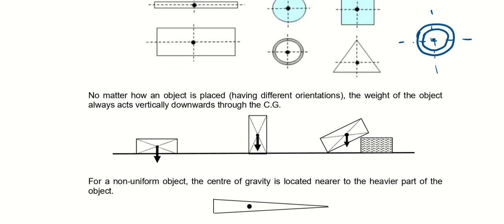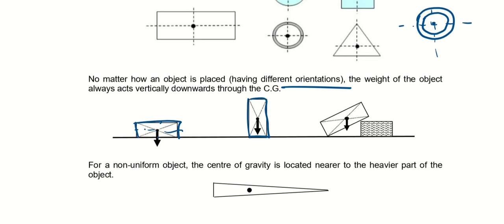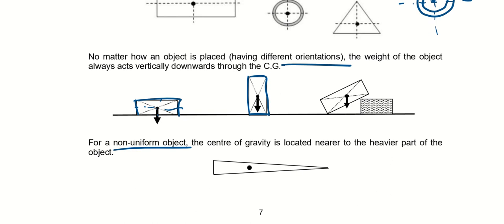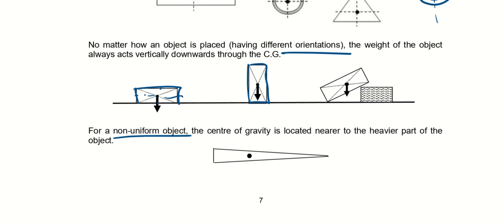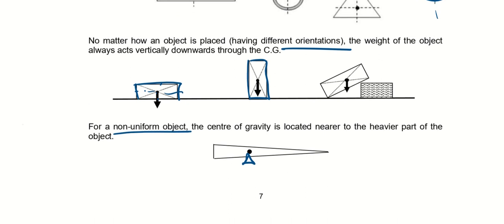Next point, no matter how an object is placed having different orientations, the weight of the object always acts vertically downwards through the CG. Okay, so in this case, it's the same object, the box here. The CG is in the center. So no matter how I place the box in different orientation, it always acts vertically downwards. For a non-uniform object, the center of gravity is located nearer to the heavier part. It makes sense, right? So if I were to put a pivot here to balance it, it will not have any turning effect. Okay, there will be no moment.